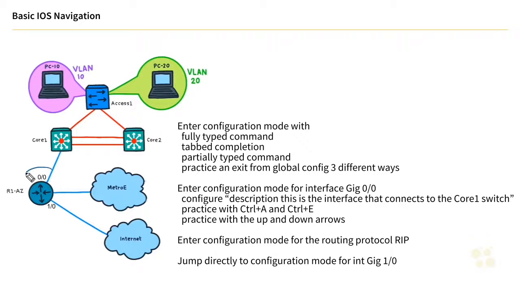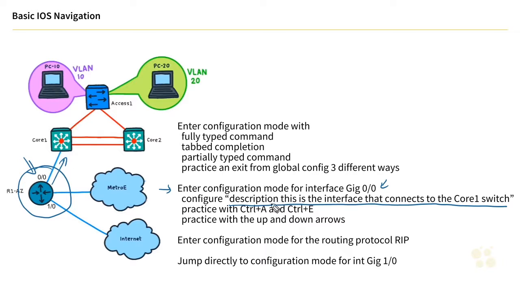Additionally, as we continue to focus on just this one router, Router 1, I'd like us to go from configuration mode into interface configuration mode for Gig 0/0. That's this interface right here that's connecting up to the core switch. And in configuration mode for interface Gig 0/0, I'd like us to add this statement. Now let's take a look at this interface Gig 0/0 on this router. This is the interface that is connected up into the Core 1 switch.